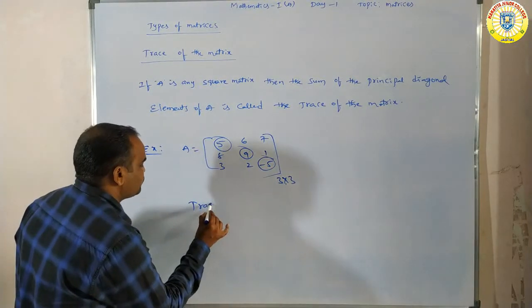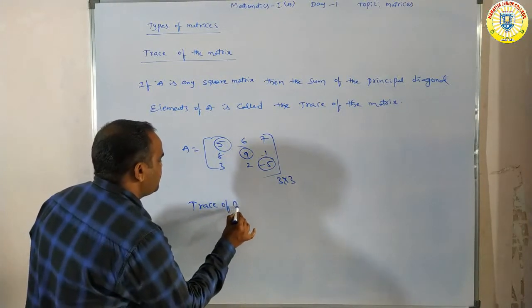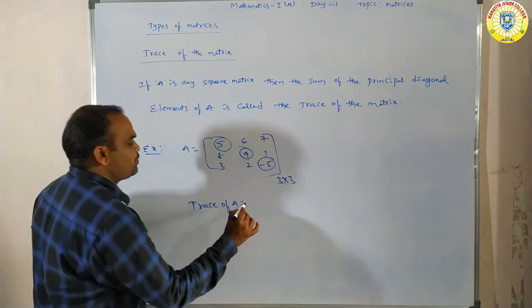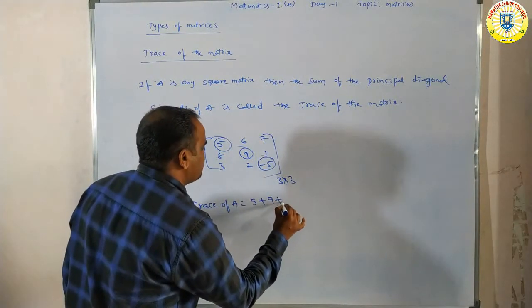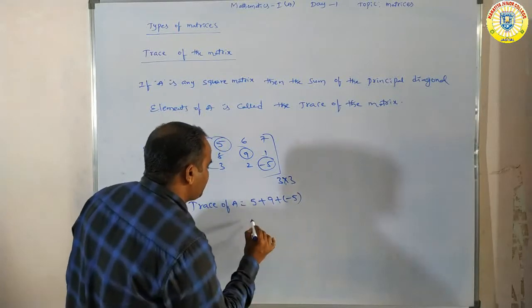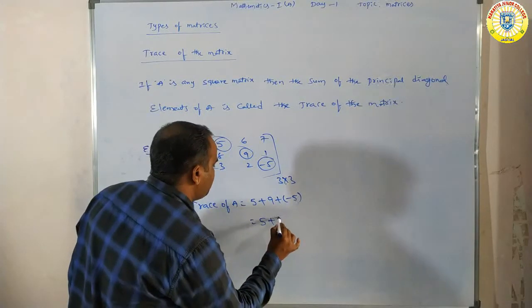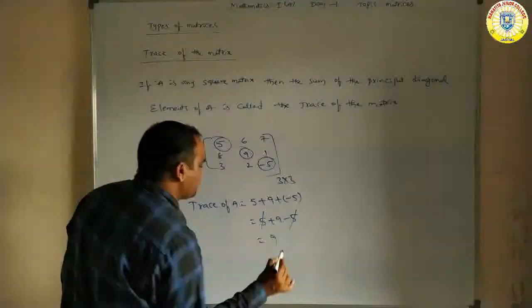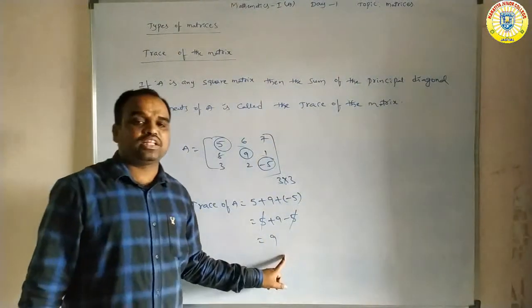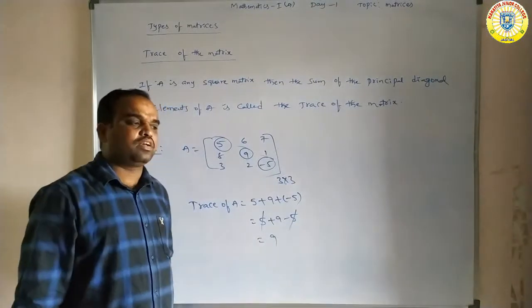Trace of A is the sum of the principal diagonal elements: 5 plus 9 plus minus 5. That is nothing but 5 plus 9 minus 5. Minus 5 plus 5 cancel. What is the trace of A? Trace of A is 9.